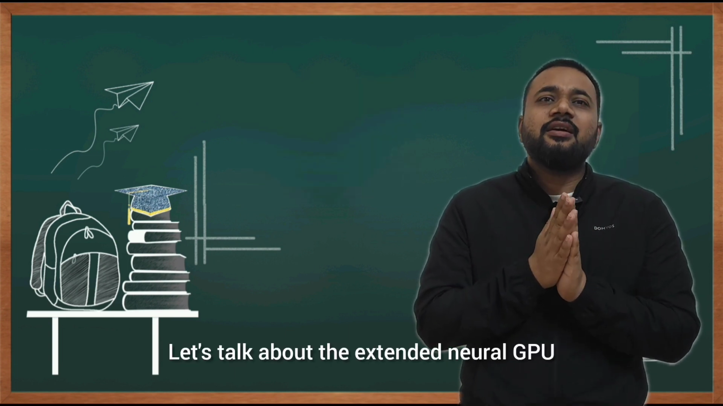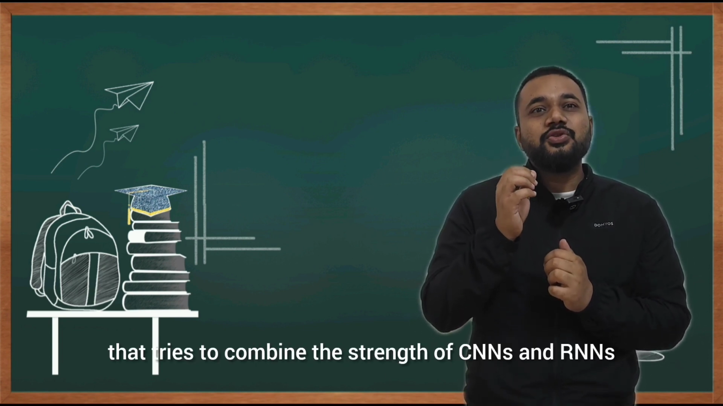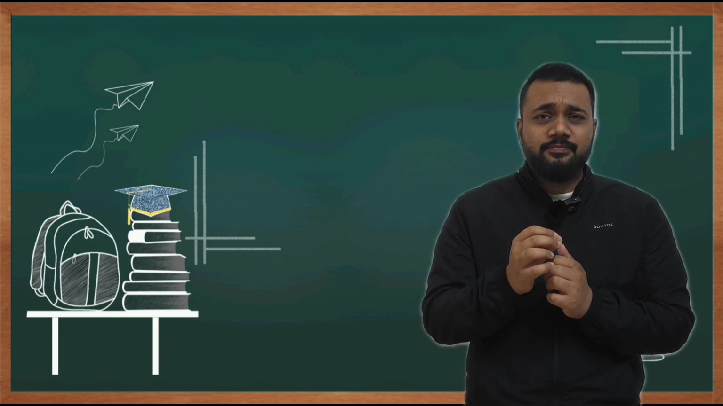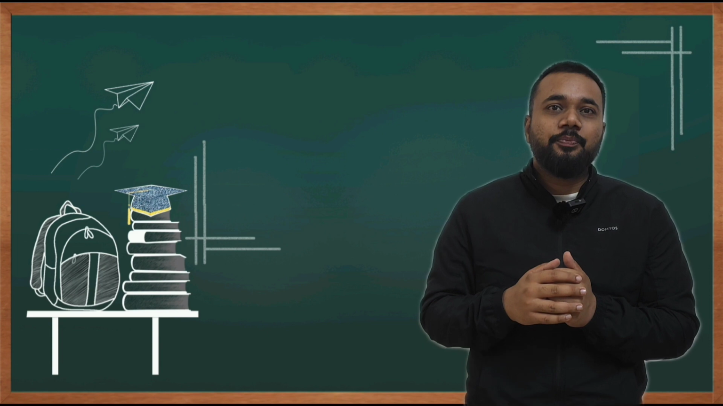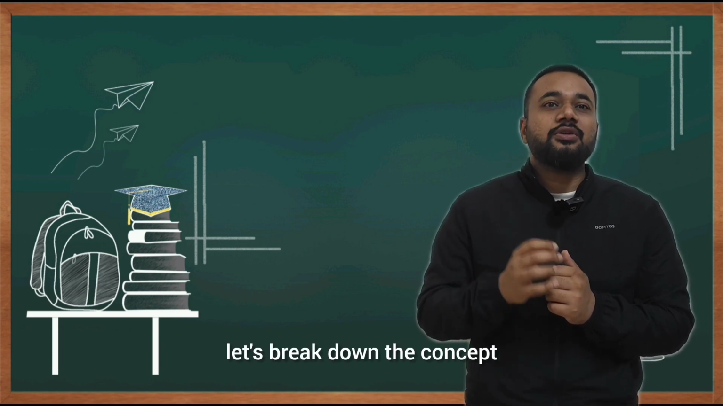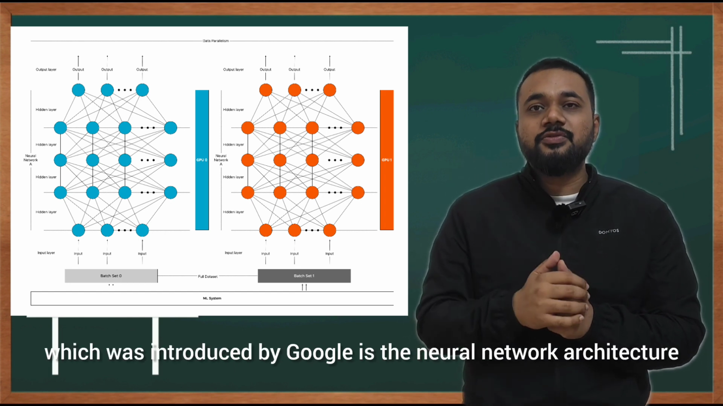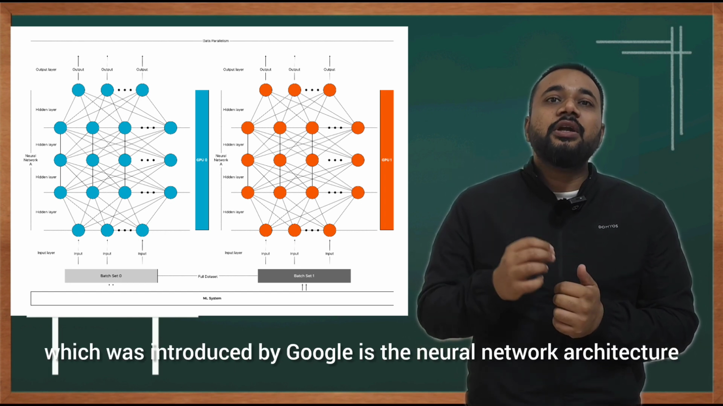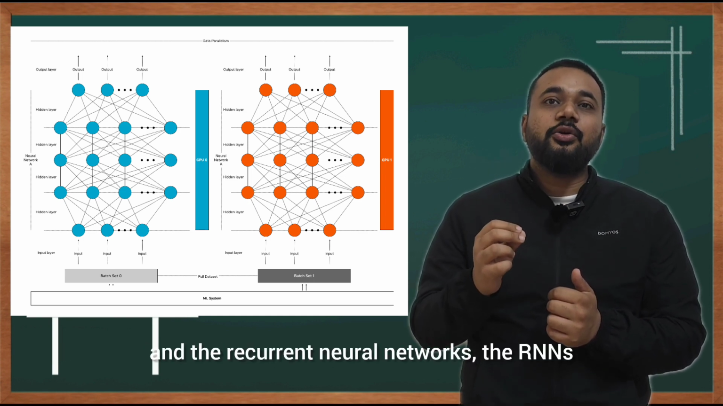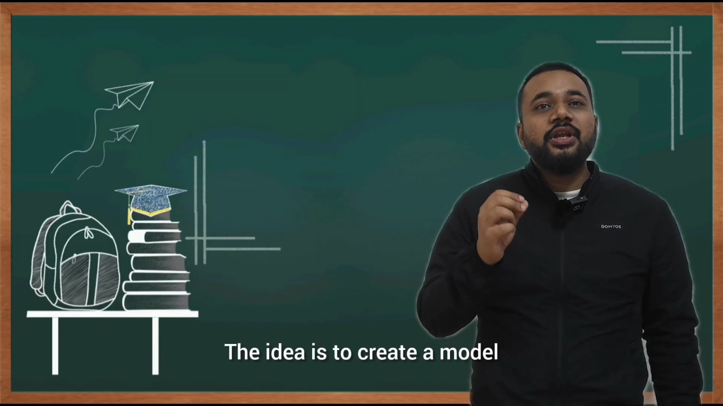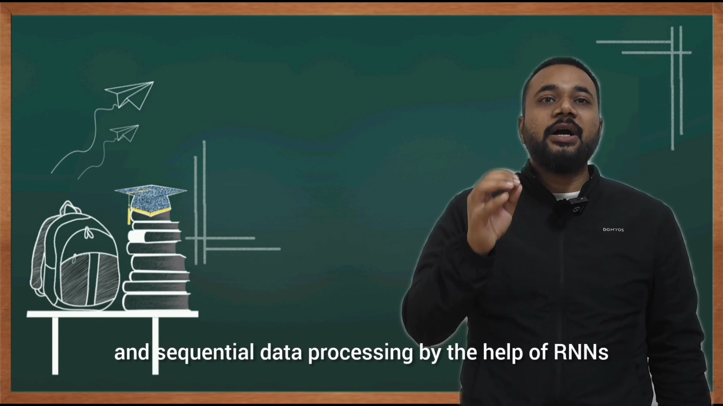Let's talk about the Extended Neural GPU. It's not specifically detailed in the paper, but it's a model that tries to combine the strengths of CNNs and RNNs. Let's try to understand exactly what this architecture was all about. The original Neural GPU, introduced again by Google, is a neural network architecture that combines aspects of both convolutional neural networks, CNNs, and recurrent neural networks, RNNs. The idea is to create a model that can do parallel processing with the ability of CNNs and sequential data processing with the help of RNNs.